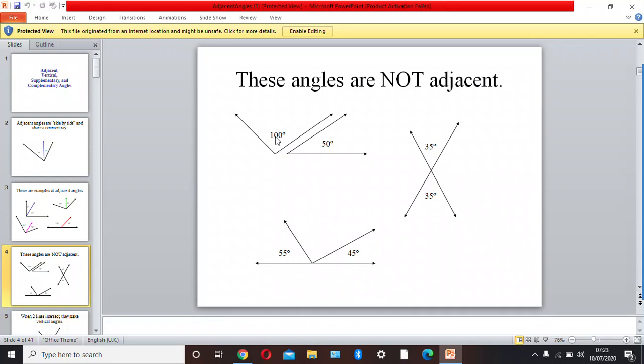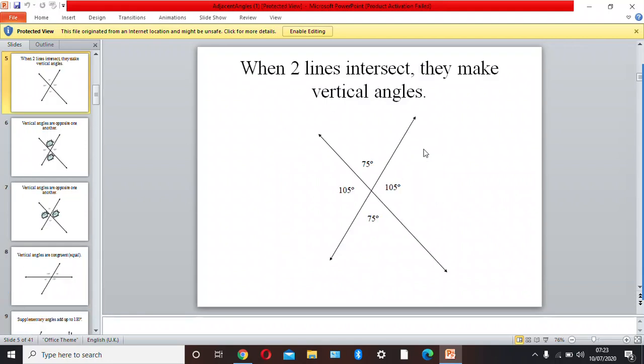And look at this angle, it is 100 degrees. This is also 50 degrees. They are not side by side each other, so they are not adjacent angles. This also is not side by side with this. Had it been that this 35 is also here, with 35 here and 35 here, you could have called them adjacent angles, but look at where it is standing, so they are not adjacent angles.